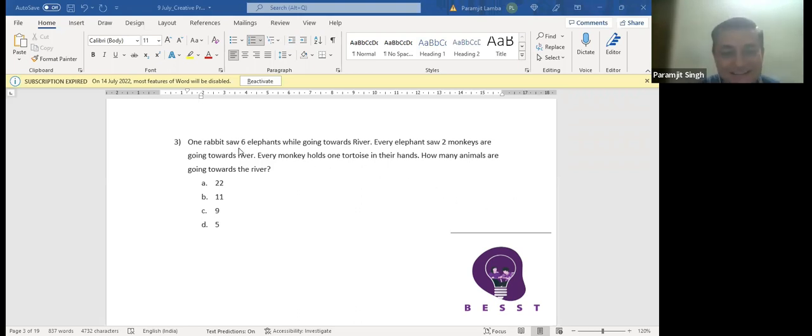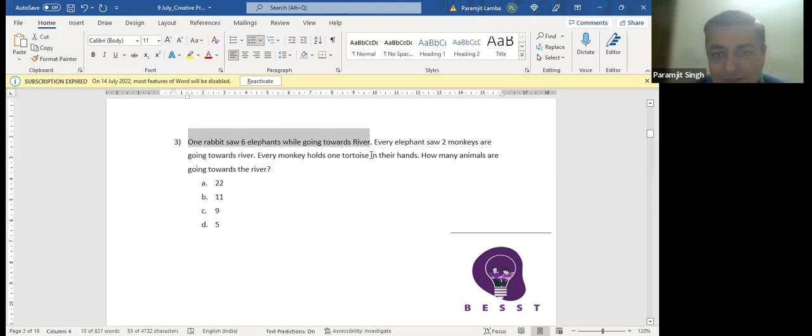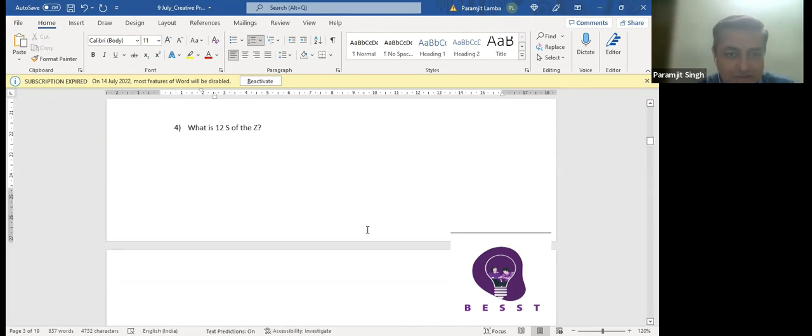1 rabbit, see this, read the sentence very carefully. 1 rabbit saw 6 elephants while going towards the river. He did not see 6 elephants going towards the river. He saw 6 elephants while he was going towards the river. So 6 elephants are out of the picture. The moment you take those 6 out, the answer is 5. So Prakhar, correct. Vikramaditya, you've given a good explanation. Yes, the answer is 5. Moving on to the next question.